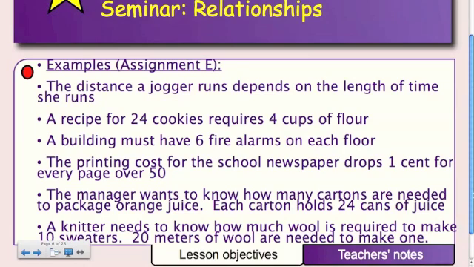These are actually examples from assignment E that I want us to do together as a group. So the very first question: the distance a jogger runs depends on the length of time she runs. Which is going to be my independent variable and which is going to be my dependent variable? What do you think? Yep.